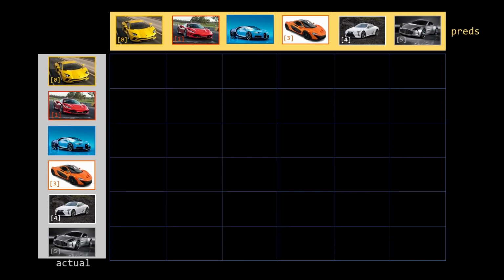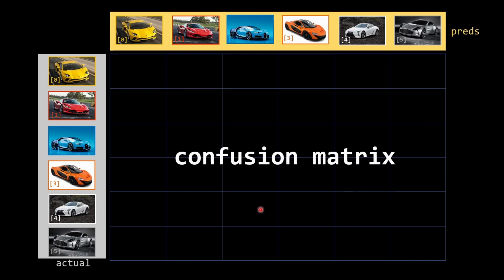Now, this is actually known as a confusion matrix. It's given such a name because it is displaying all the outcomes of the model, all the predictions, even the ones where it is confused, which are quite many of them, as you'll see.